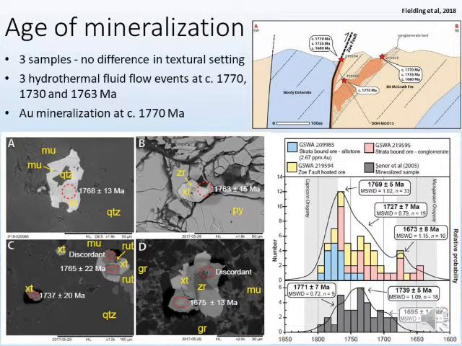Firstly, we have one sample, this one, which is from strata-bound ore, and it only has an age of 1770 MA. We also know that this sample's mineralised. It has a gold assay of 2.67 parts per million of gold, and it's the only sample where we had a clear textural relationship between the xenotime and ore stage arsenian pyrite, shown here. So for those reasons, we're linking that to the timing of gold mineralisation, as opposed to this 1730 event.